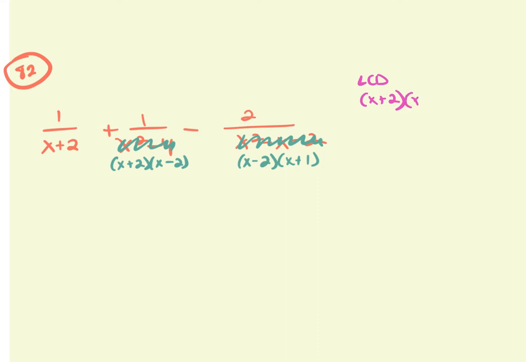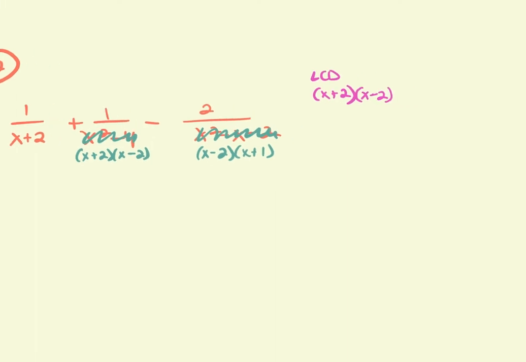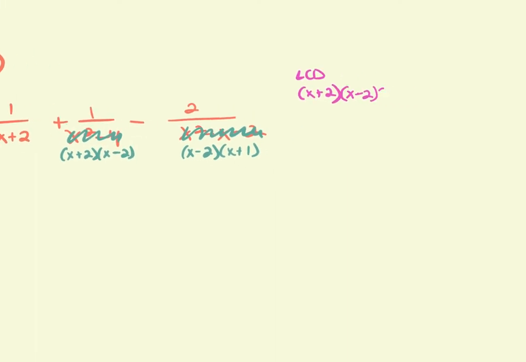But I newly have the x minus 2 in that second one. And then I'm going to go to the third one, and I have an x minus 2, which I already have. But I also now have an x plus 1, which means the least common denominator is all three of those things.